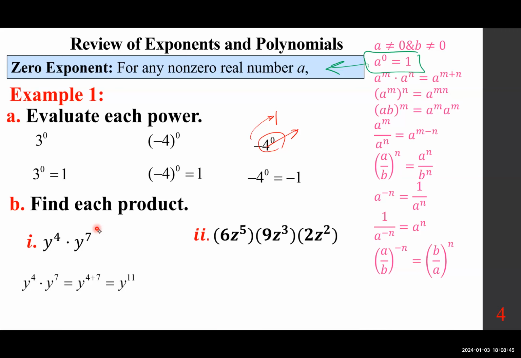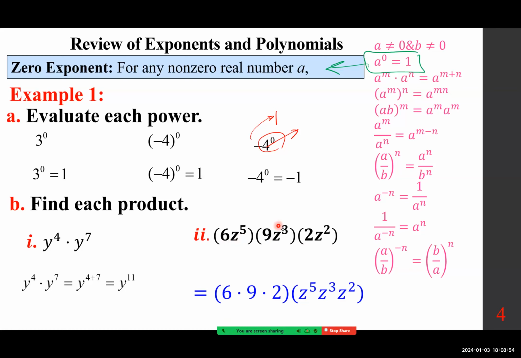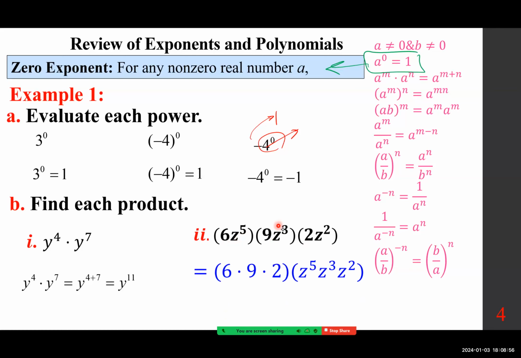If we have this one, we can do it in one shot, but let's do it in two shots so it becomes clear as to what we have. So we put the numbers next to each other and the z's next to each other. Now we realize this is 6 times 9 times 2, which is 108. And z to the power of, add them up, 5 plus 3 plus 2, which makes it z to the power of 10.